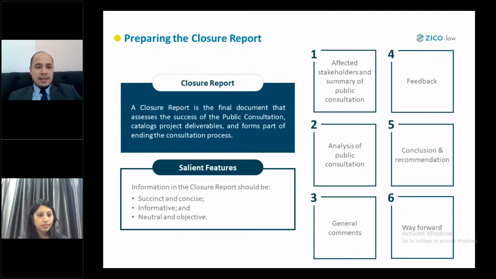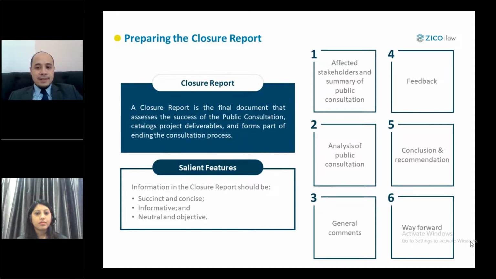Now, this is essentially how features and themes come together in preparing the closure report. The closure report itself is a final document which should wrap up the consultation process, and it would typically document the results and the outcomes of the session. It's a very good way to give feedback in an objective manner.